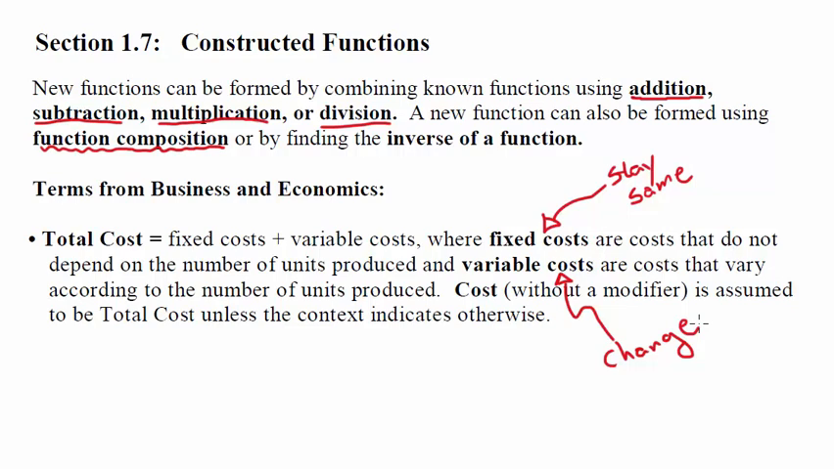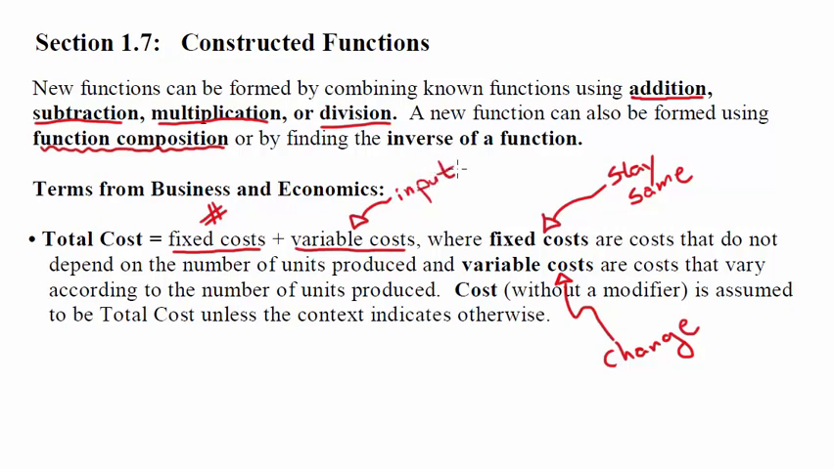Therefore our total cost is just going to be the sum of those things that don't change, which is usually just going to be some number, it's not going to change, and then our variable costs, which is probably where our input variable would go.